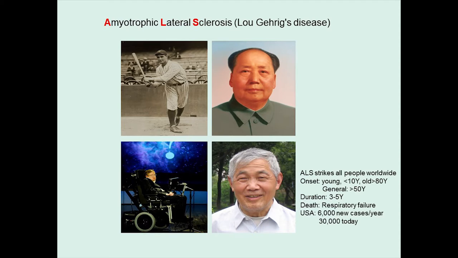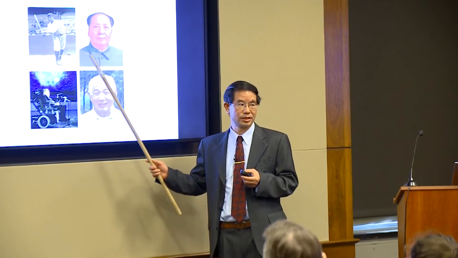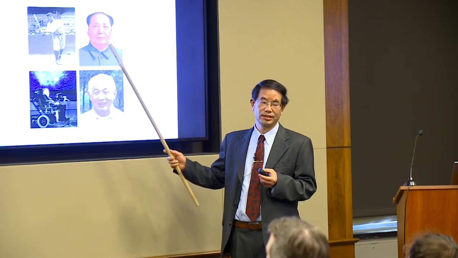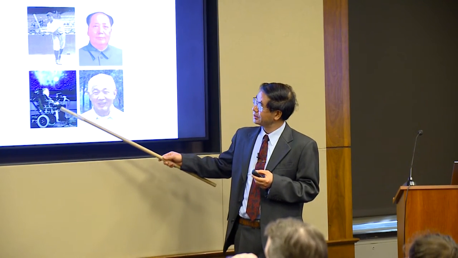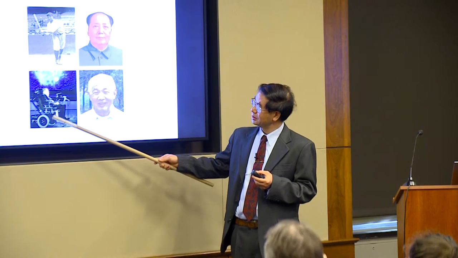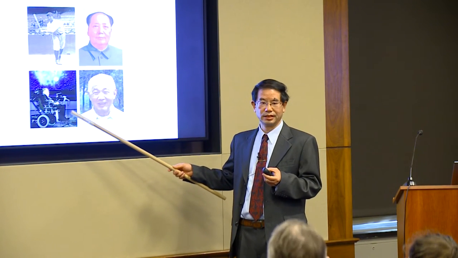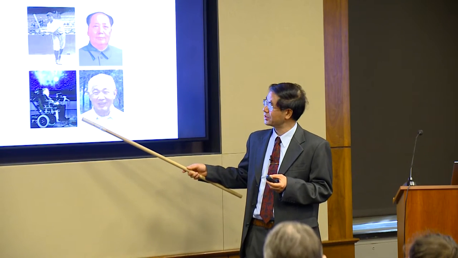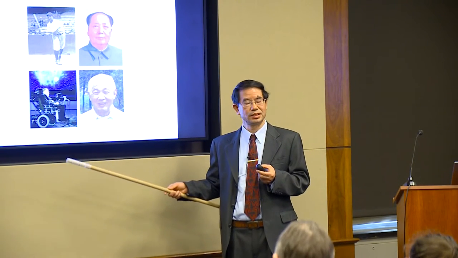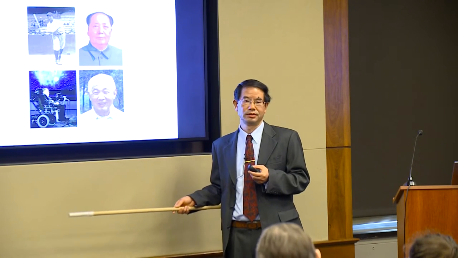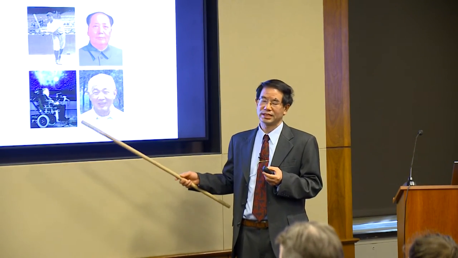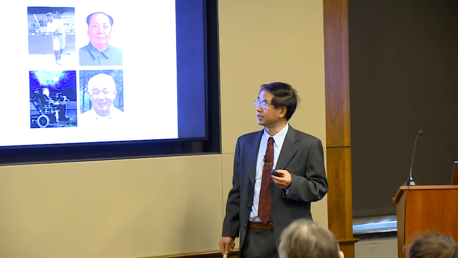There are several famous cases of ALS. This is Lou Gehrig, probably the most famous baseball player on the New York Yankees team. He was diagnosed with ALS when he was 36. He died 2 years later. And Stephen Hawking, the famous theoretical physicist and cosmologist, was diagnosed with ALS when he was 21. He's now 74, so he has been living with the disease for over 50 years.